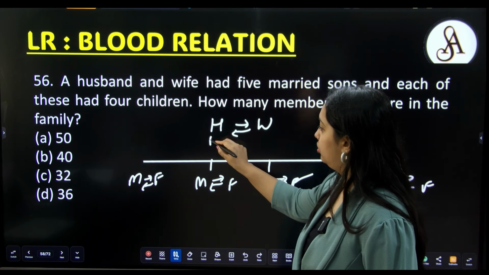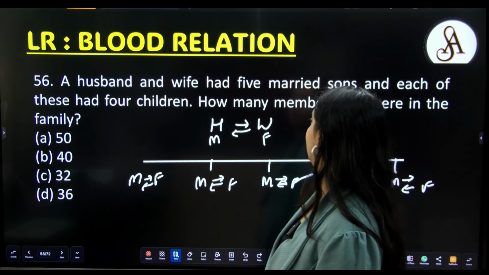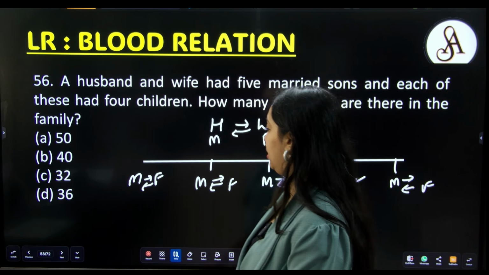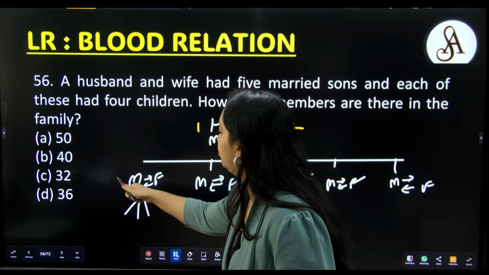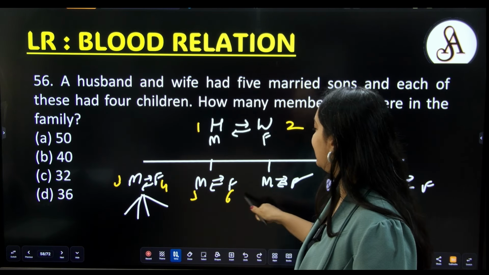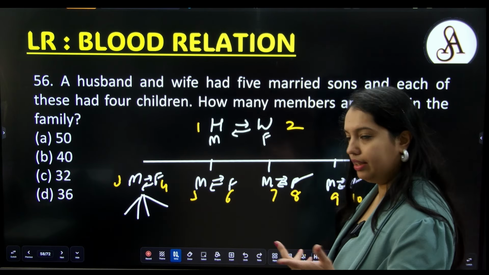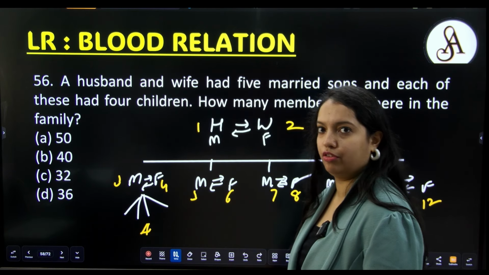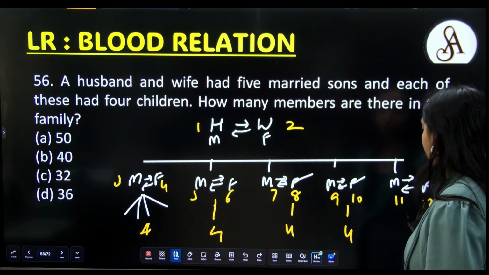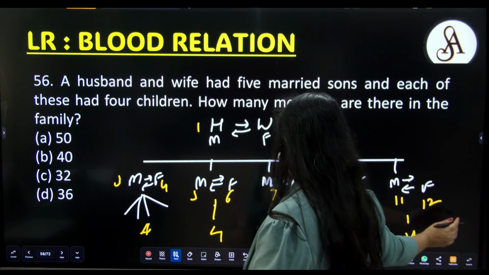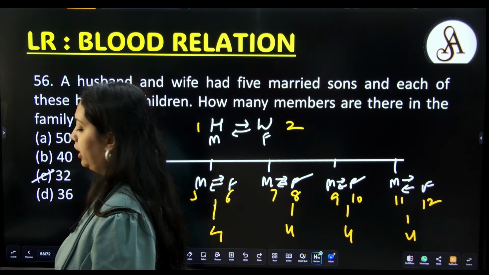Total, this is also husband and wife, male, female. Each of them have 4 children. How many members are there in the family? Okay, let's start counting. 1, 2, 3, 4, 5, 6, 7, 8, 9, 10, 11, 12. And then 4 from each of them. 12 plus 4 plus 4 plus 4 plus 4 plus 4. Your total answer: 12 plus 4 5s are 20 is equal to 32.